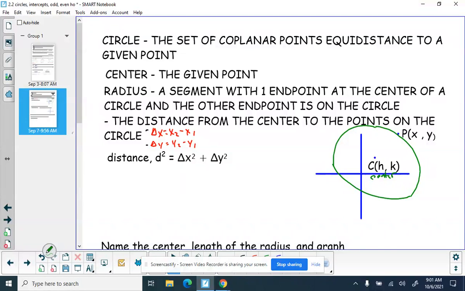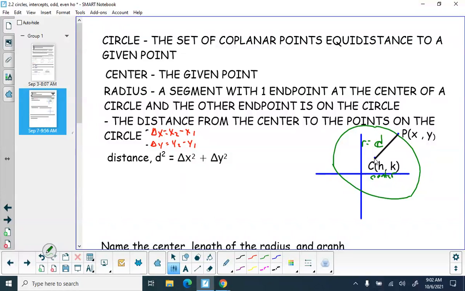But if we take a look, by definition, it is a set of coplanar points that are equal distance from a given point. Here's my center, h and k. Here is any point x and y that's on the circle. This is my distance, which is also, by definition, what we talked about up here, the radius. It's a segment with an endpoint on the circle and at the center point.